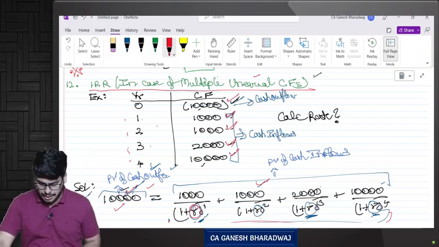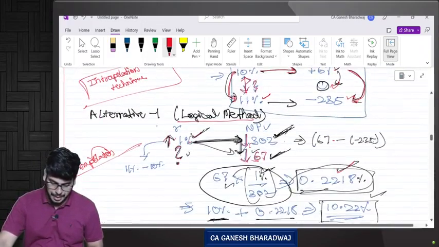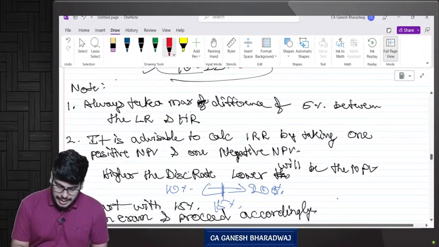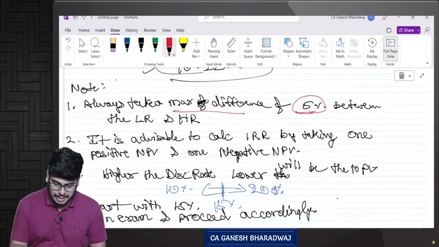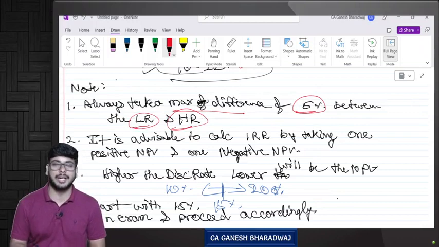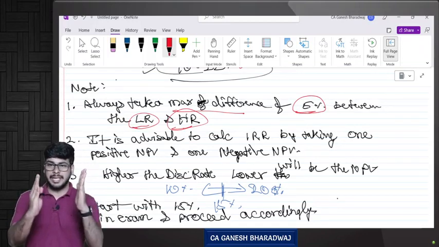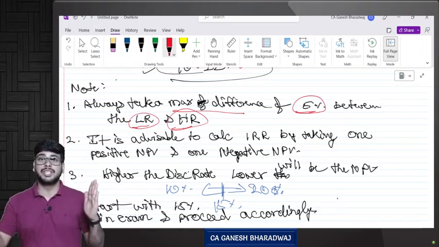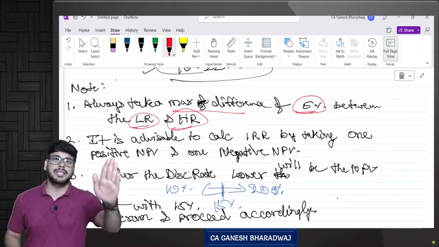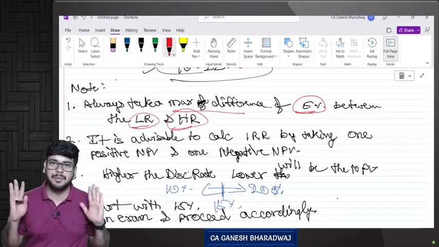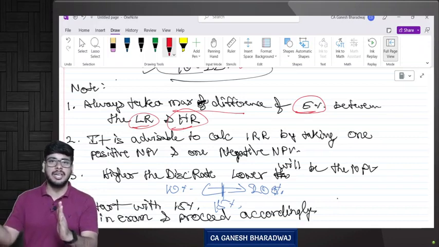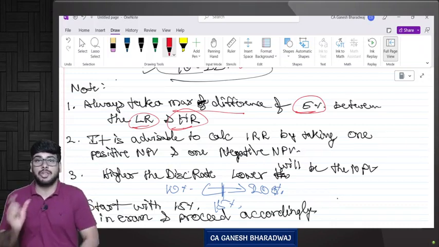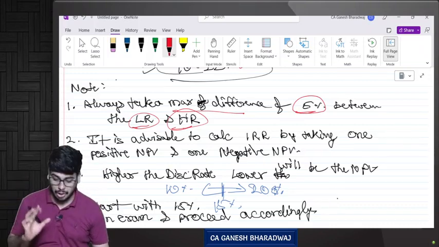Now, there are a few things that you need to understand from an examination perspective. First, always take a maximum difference of 5% between the lower rate and the higher rate. Here we took 10% and 11%. So the difference between the two was only how much? 1%. That is fine, but you can take this difference up to 5%. You can take 10% as trial one, and for the next trial take 15% at most. Or if you start with 15%, the next trial you take 20%, or the previous you can take 10%, as the case may be. Are you clear? The difference between your lower rate and higher rate generally should not be beyond 5%.